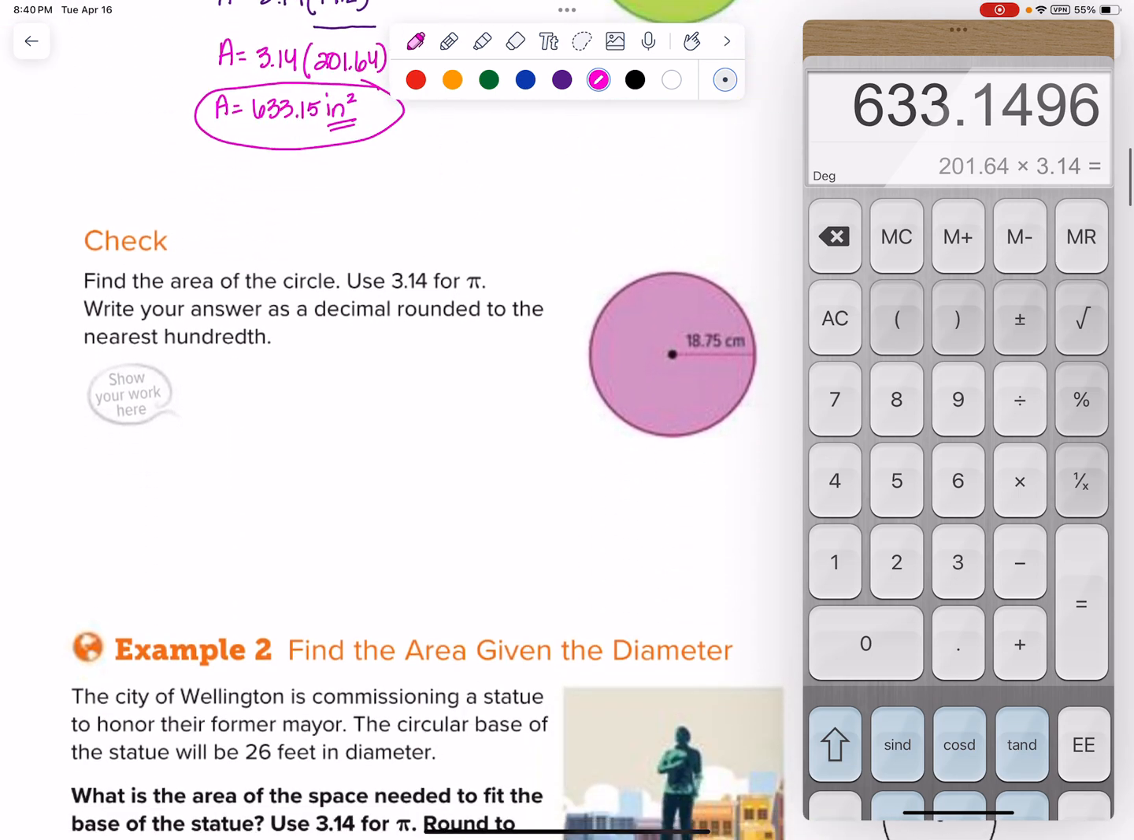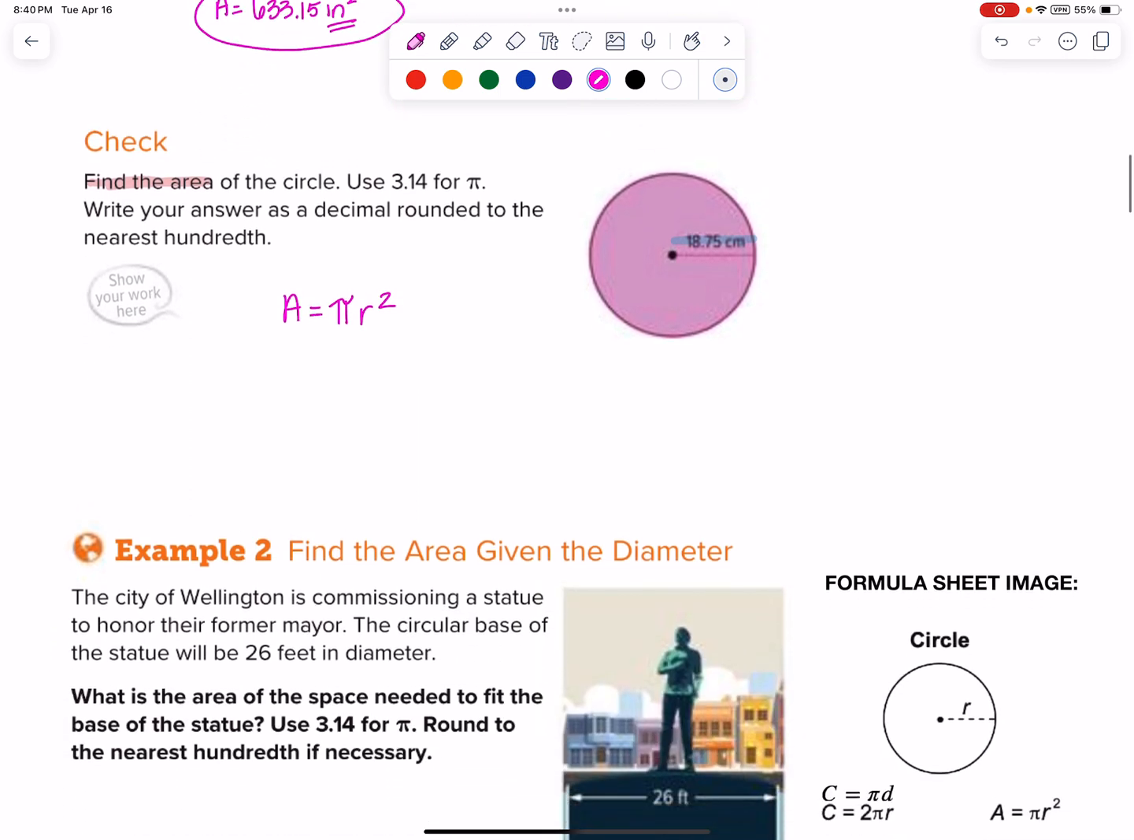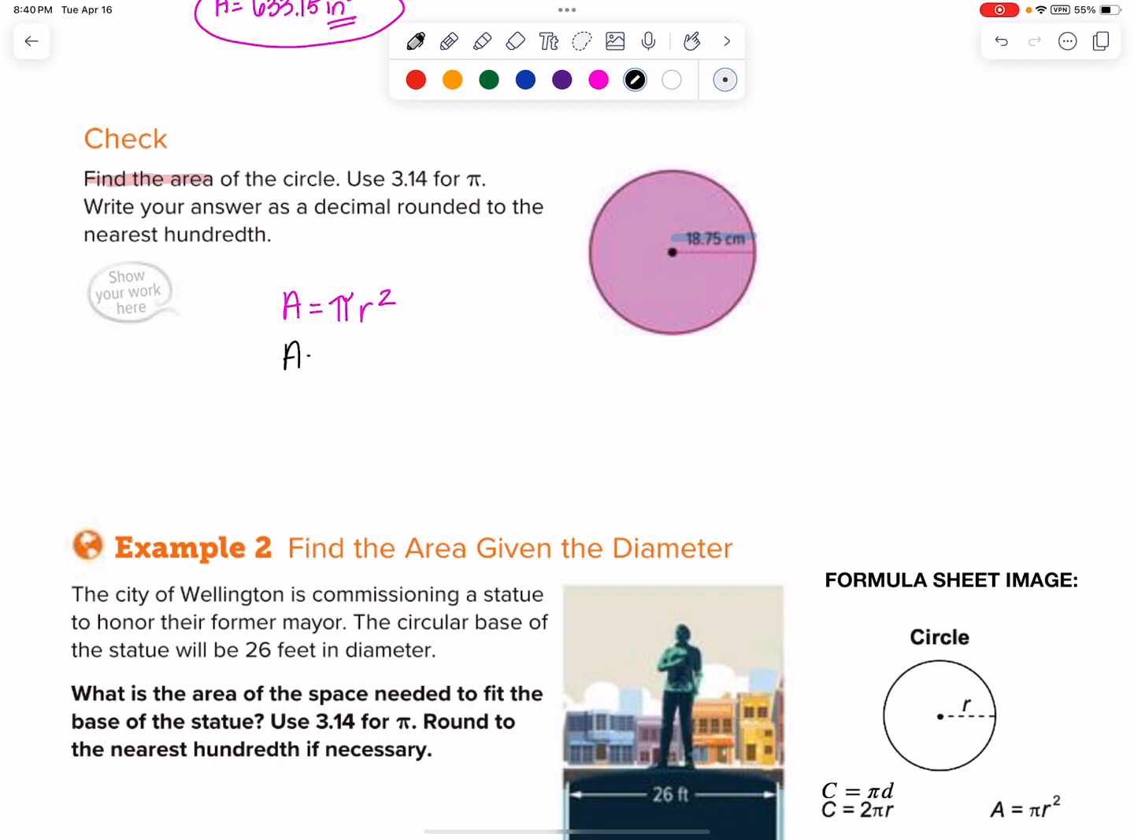All right, let's jump down here to the check. You can pause and try it on your own, or if you want to just follow along, you can. So first, highlight what you know and what you are trying to find. Find the area, and I know the radius. So let's go ahead and set it up. Area equals pi r squared, okay? And now let's go ahead and plug in information that we know. I don't know the area. I know 3.14. I know the radius is 18.75. And we're going to square that. And according to order of operations, we're going to do this first. Just don't forget that.